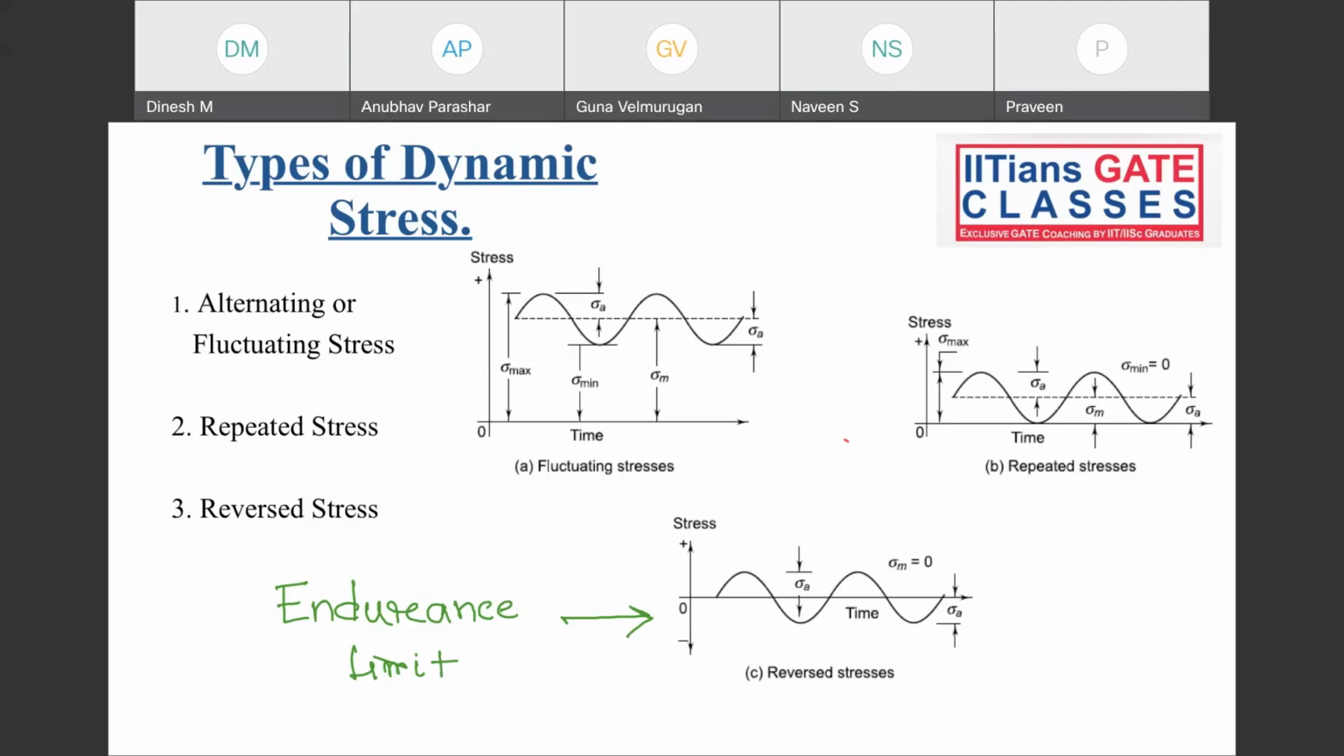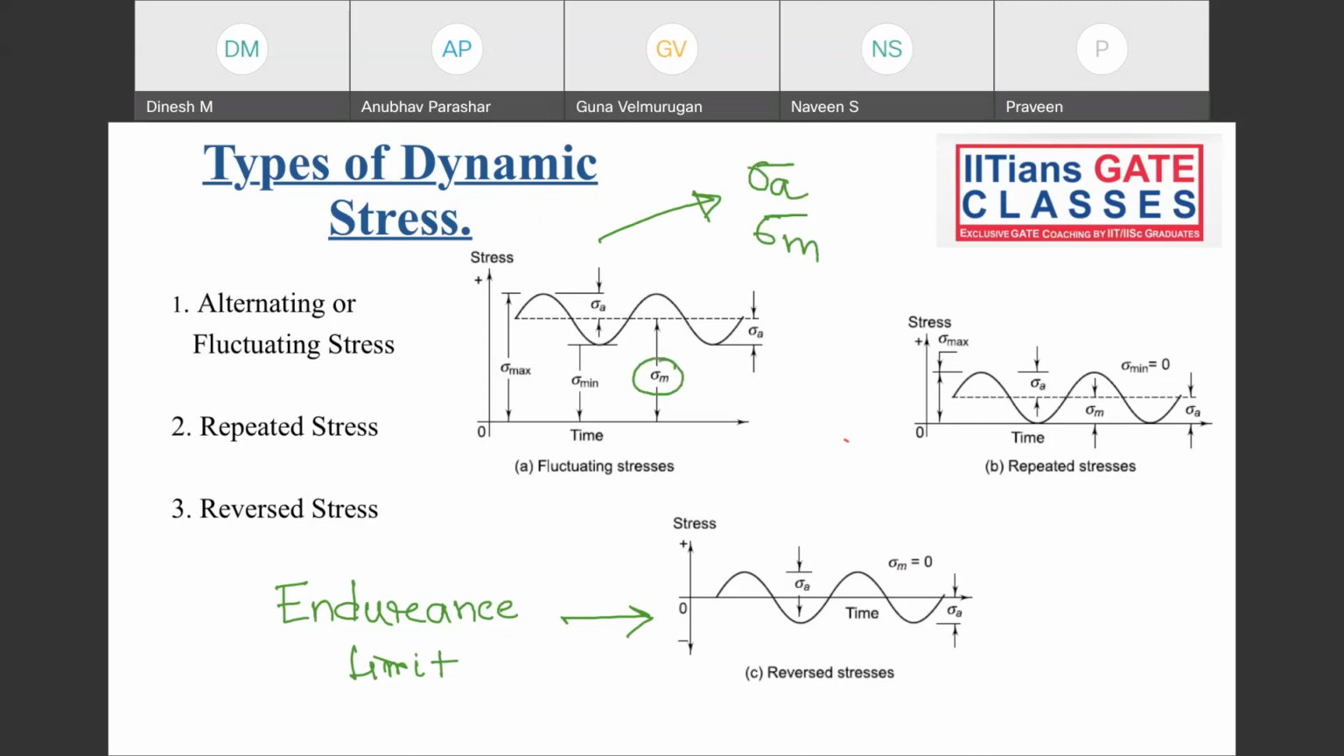So whenever the materials are subjected to alternating or repeated stresses, you can see there are two components. One is the stress amplitude and one is the mean stress.